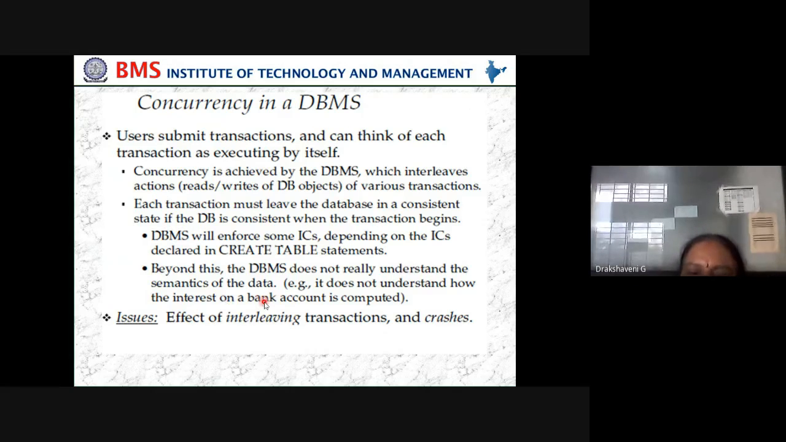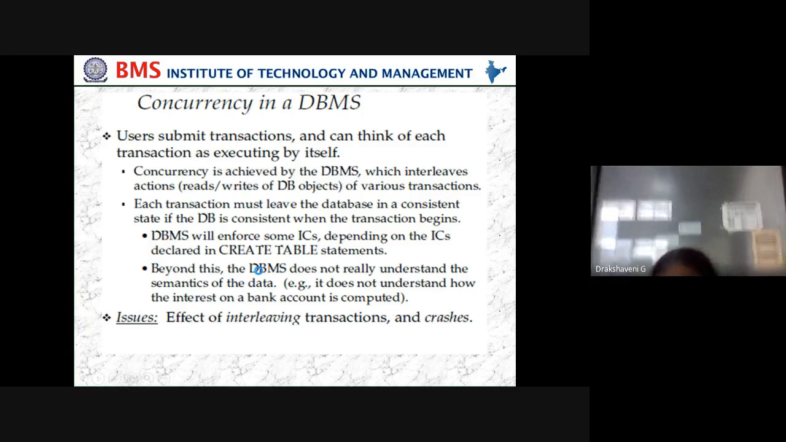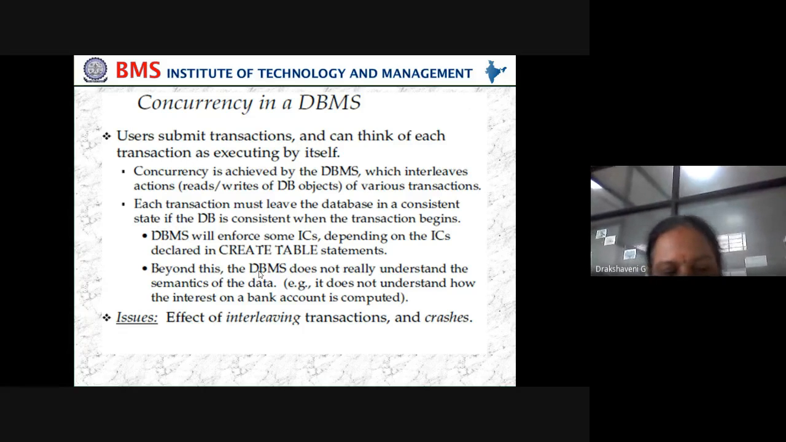Same way, even in a bank account, the interest cannot be calculated by the database. We have to give the formula in the database saying how much interest should be calculated. So like this, there are so many issues with respect to a database, that is, interleaving transactions. If in between I leave, then how should my database be? Sometimes if my database crashes, how should I operate this? All these we will see in transactions, and continue this in the next class.